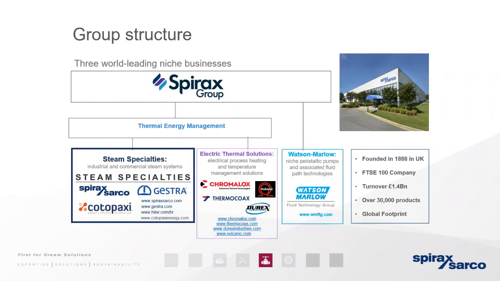Under the Spirax Sarco group, we have companies where Steam Specialties is where Spirax Sarco falls. We own Gestra and Cotopaxi. Some of those names may be familiar to you. Our thermal electric solutions are covered by Chromalox and Thermalux, and Watson-Marlow is also owned by the group. We're a FTSE 100 company, turnover roughly £1.4 billion a year, and over 30,000 products.